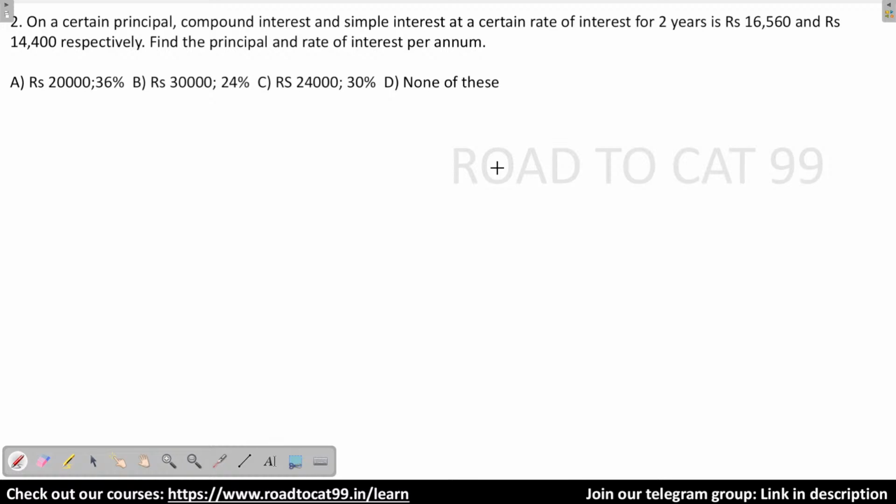So let's solve this question. On a certain principal, the compound interest and simple interest at a certain rate of interest for 2 years are 16560 and 14400, right? Find the principal and the rate of interest per annum.